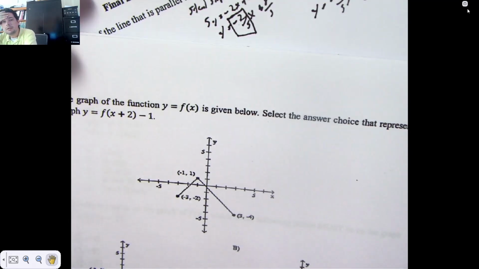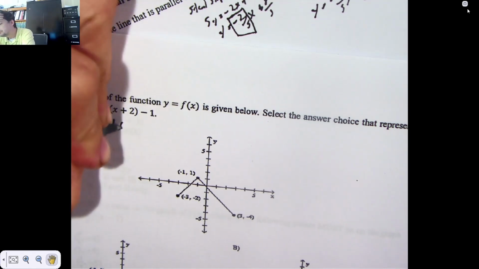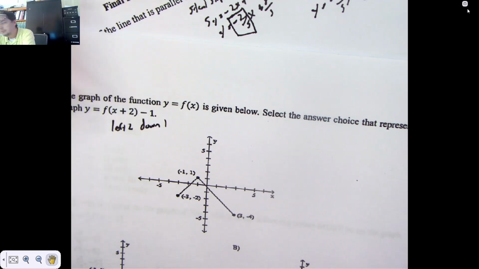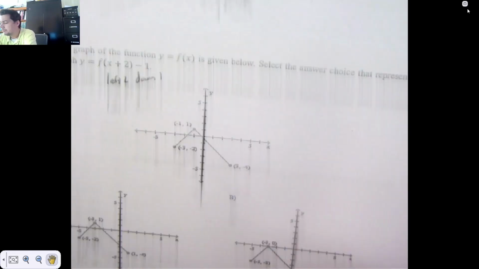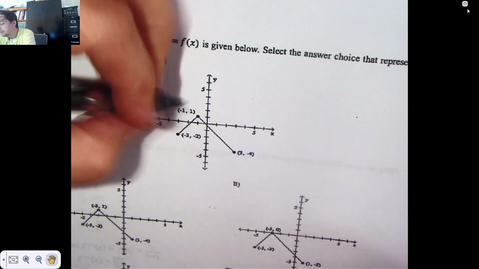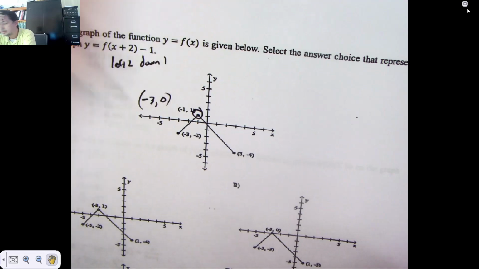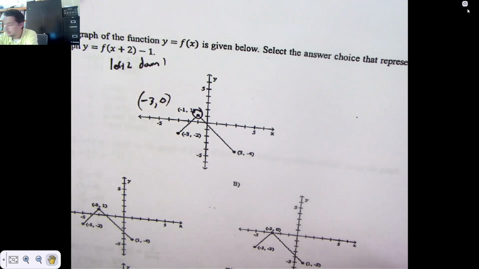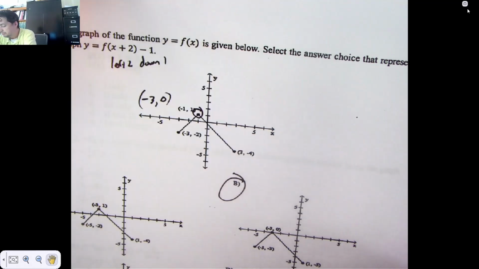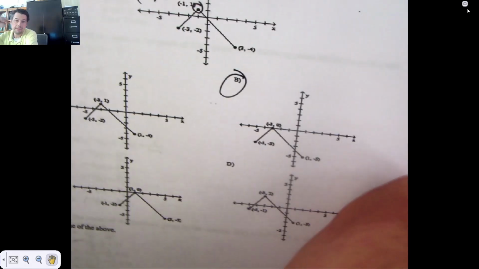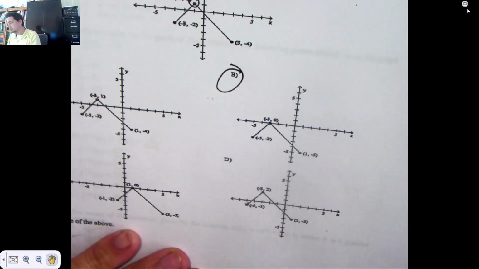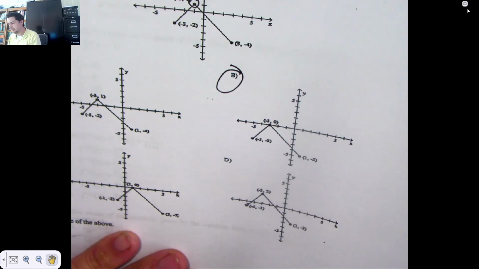The graph of the function y equals f of x is given below. Select the answer choice that represents the graph of f of x plus 2 minus 1. Every one of you should get this. This is left 2, down 1. That's all it is, left 2, down 1. So if I look at this point right here, it should move to negative 3, 0, because I'm going to go left 2, down 1. And it looks like choice B has that happening. Moving on to, and so that's assuming everything else did.